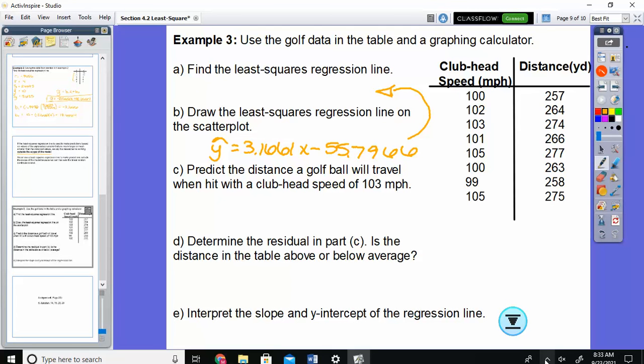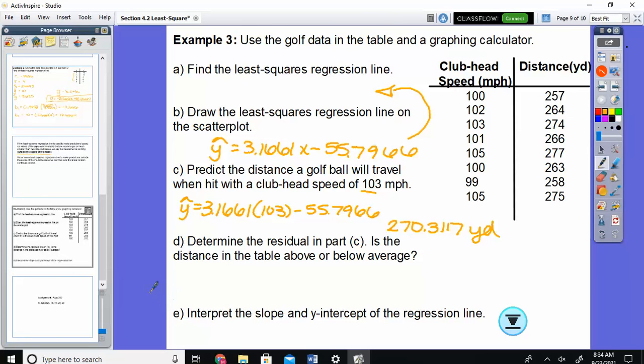Now I want to make predictions from it. I want to predict how far the golf ball will travel when the speed is 103 miles per hour. So this 103, is that the X or the Y? X. So you're just plugging this in. And so we get 173.3117, and our Y was measured in yards.